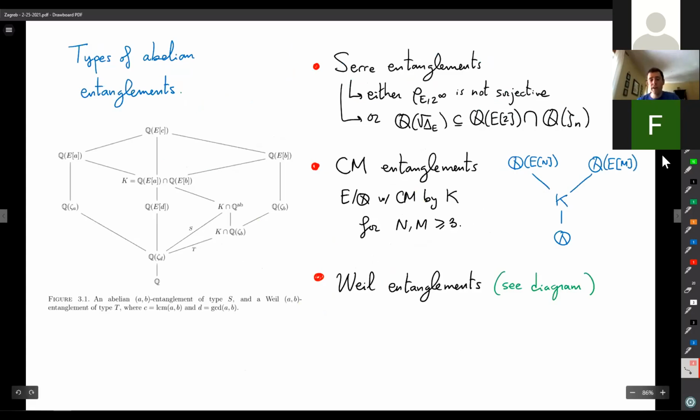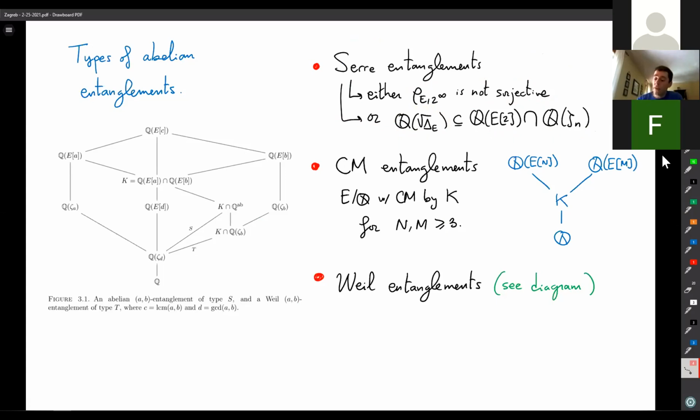So here's a few examples of abelian entanglements that we've already talked about. I've mentioned the Serre entanglement. The Serre entanglement is an entanglement that occurs with the square root of the discriminant. It's either because the two-adic representation is not surjective, or because the square root of the discriminant is contained in the two division field and is contained in some other cyclotomic field.